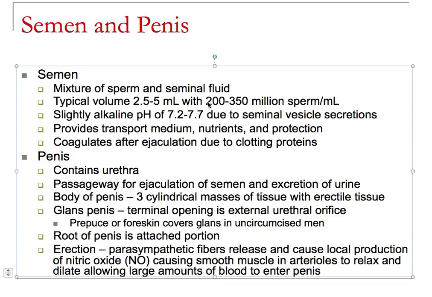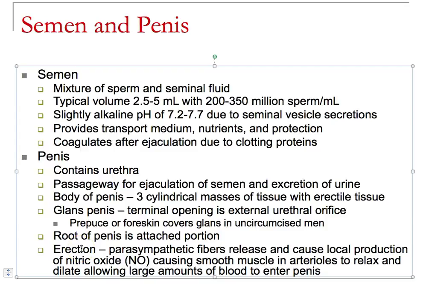It's slightly alkaline, okay? And what's going to happen is the materials that were made from those accessory glands are going to allow for the actual protection and traveling of the semen because it's going to coagulate after ejaculation. So how does it actually happen? Well, you should probably rearrange this a little bit.